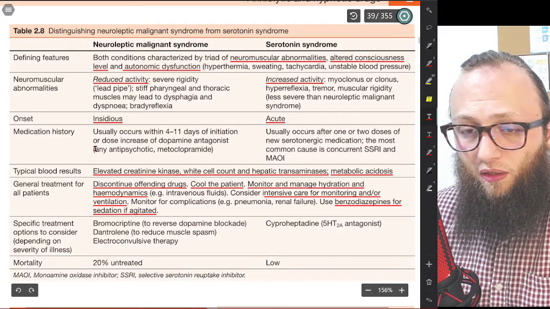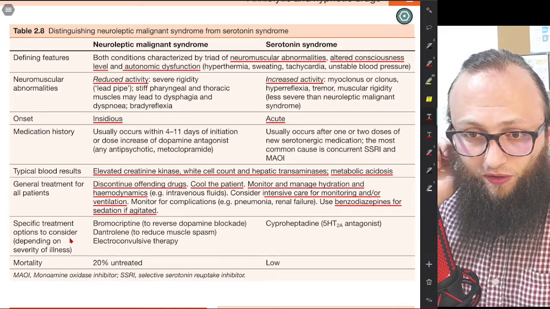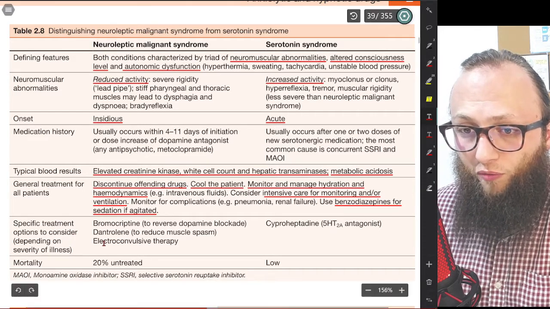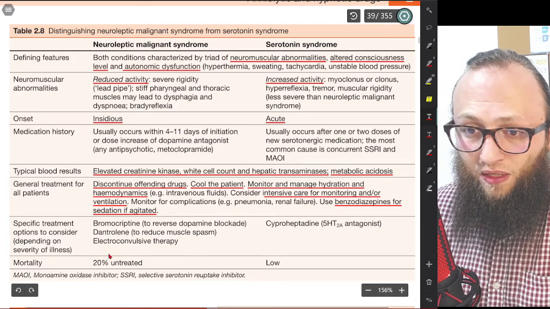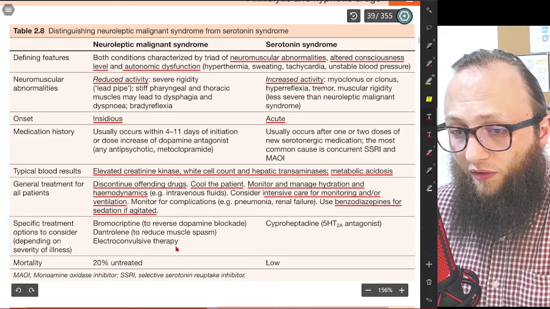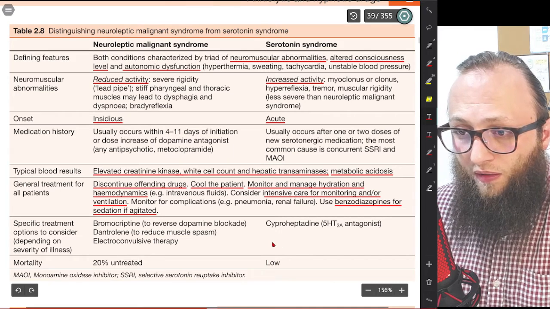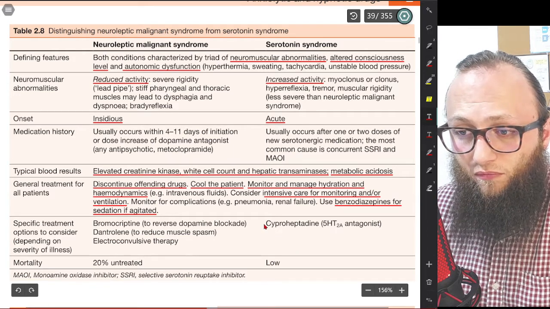Okay. What about specific treatment options to consider, depending on severity of illness? For neuroleptic malignant syndrome, you can use bromocriptine to reverse dopamine blockage, dantrolene to reduce muscle spasms, and electroconvulsive therapy. For serotonin syndrome, you can use a 5-HT2A antagonist, which is cyproheptadine.